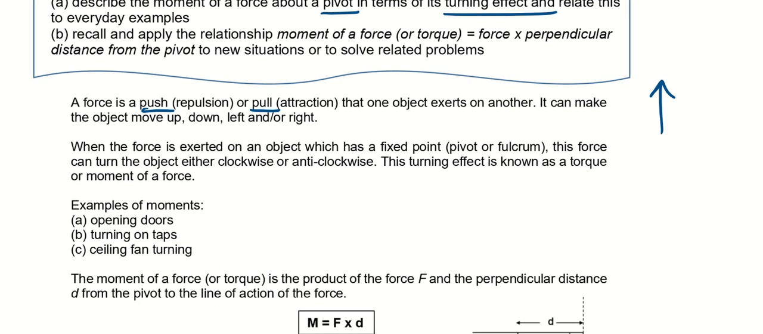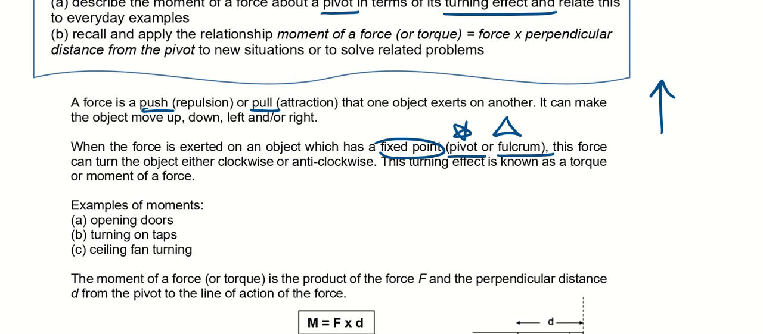But when the force is exerted on an object which has a fixed point, sometimes we call it pivot or fulcrum, we mainly use the word pivot. Pivot denotes a fixed point. When you see pivot, it is a fixed point. And sometimes we use a triangle to represent the position of the pivot, and this pivot is a fixed point, right?